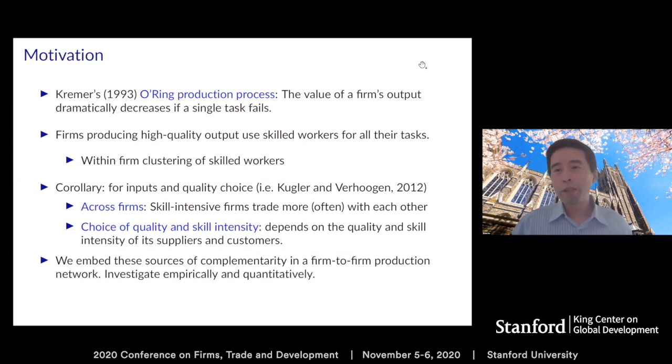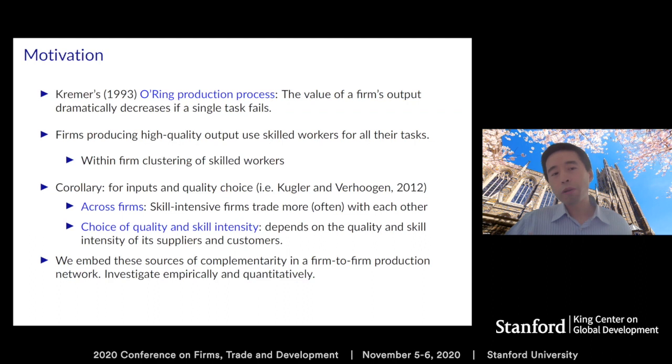Our project is broadly motivated by the seminal paper of Michael Kremer on the O-ring production process. In his work, he conjectured that if a production process involves multiple tasks, the value of a firm's output will dramatically decrease if a single task fails. As a result, firms that produce high quality output will use skilled workers for all their tasks, generating within-firm clustering of skilled workers. This could explain a lot of the empirical observations, such as why firms pay dramatically different wages, and why income levels of different countries are also very different, being amplified through this specific channel from initial differences.